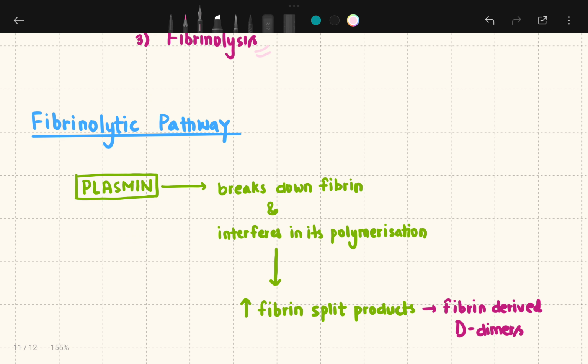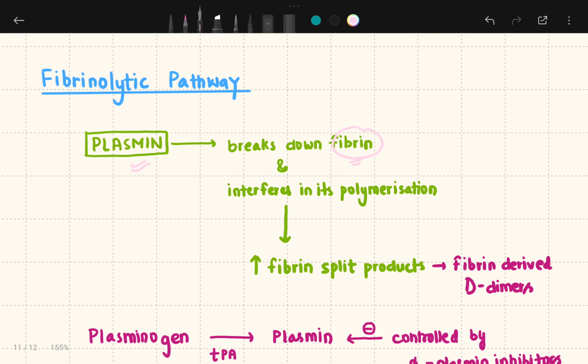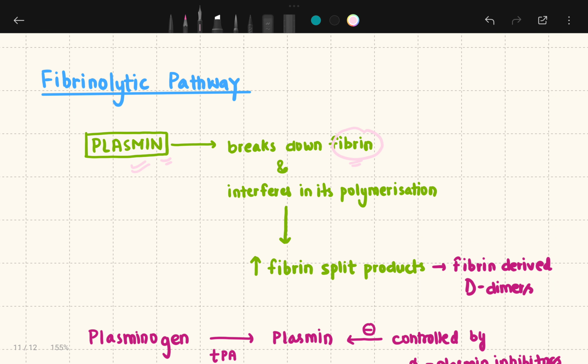Let's have a look at the fibrinolytic pathway. If this question is asked in your exam about the fibrinolytic pathway or simply the anticoagulation mechanism, you can simply write this pathway. First of all, we need to know how this fibrin is getting broken down. It is getting broken down with the help of plasmin, right? This plasmin helps to break down the fibrin threads and interferes in their polymerization.